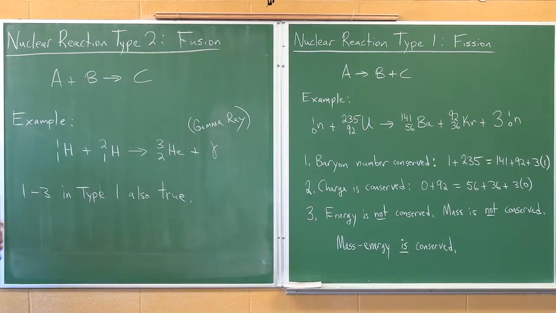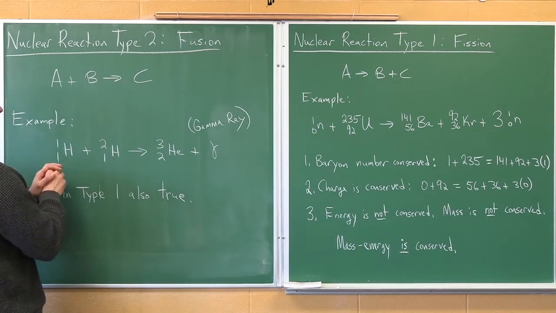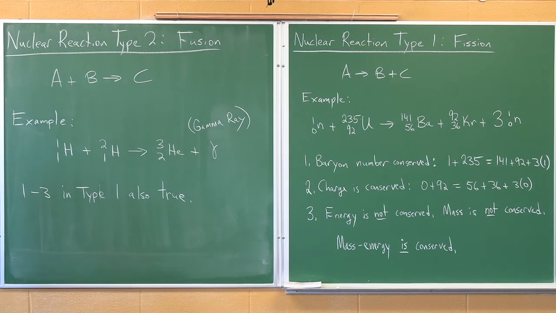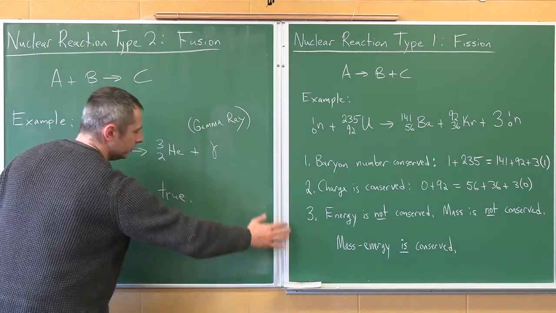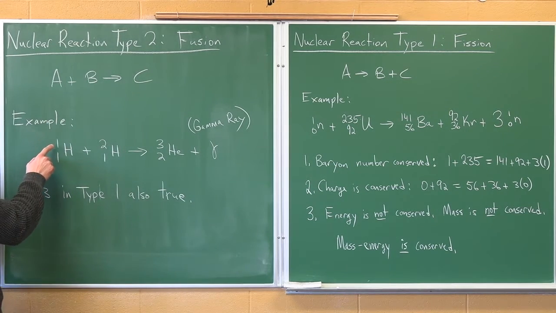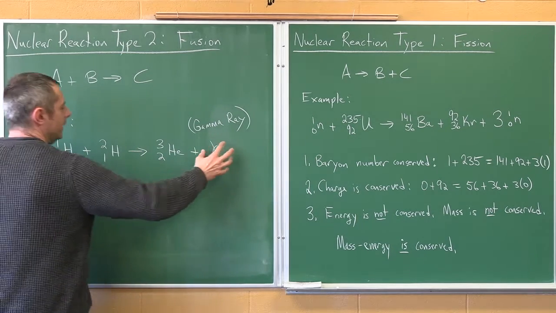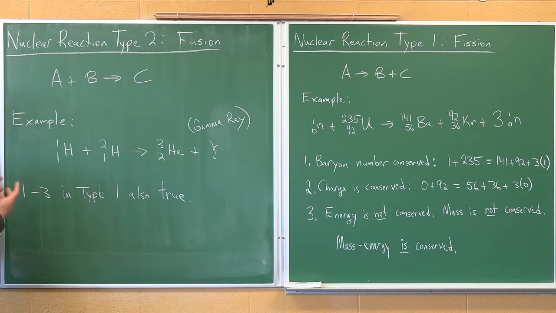Okay, so two hydrogens coming together, sticking and making a helium, and then also a gamma ray, which is part of the electromagnetic spectrum, which is energy released. And also, I didn't write all these out because I already did, but 1 through 3, all these things are also true. For example, the baryon number is 3, and then 3 on this side. That's how I knew I made a mistake. I checked it quickly. So that's true.